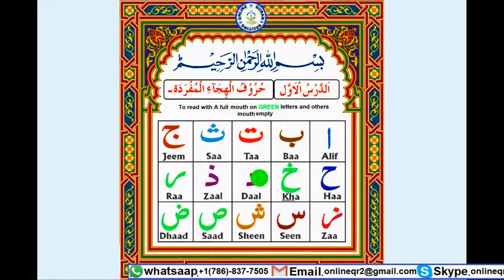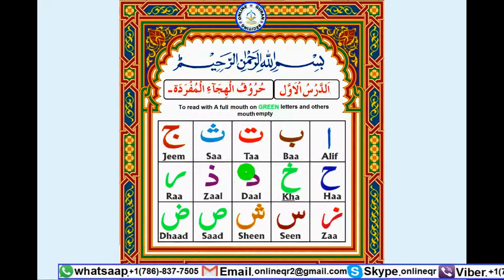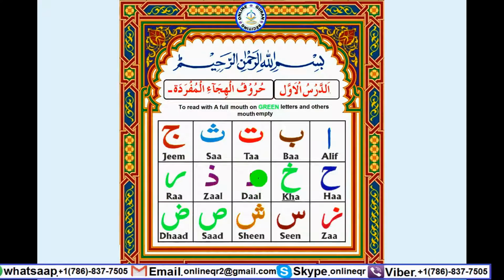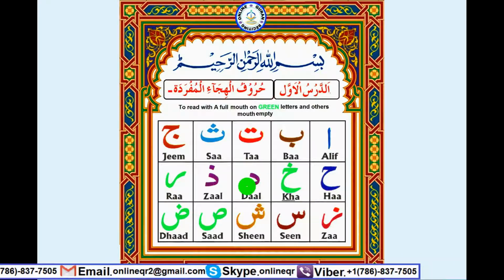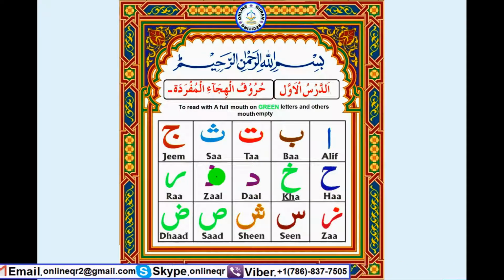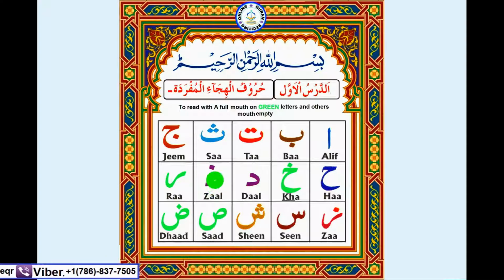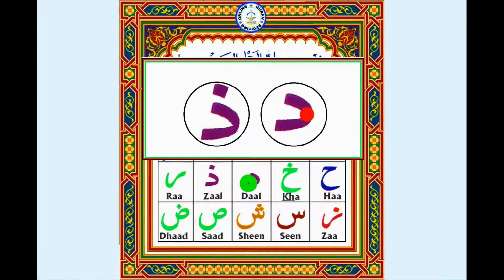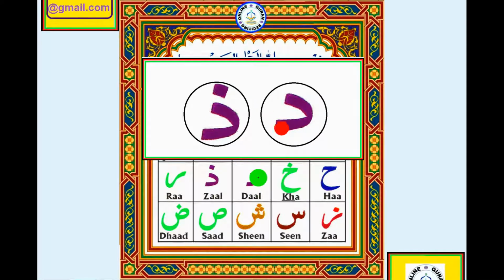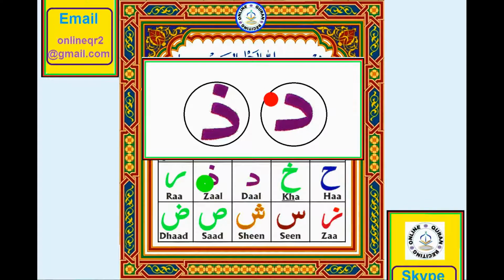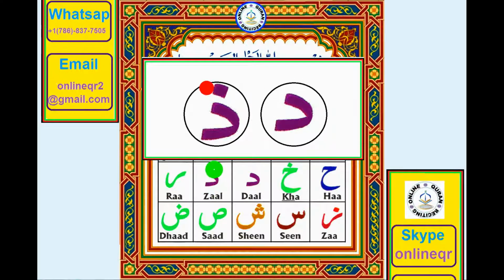This is Dal. This is Zal. Dal and Zal shape is same, but difference between them, Dal has no dot and Zal has one dot above.